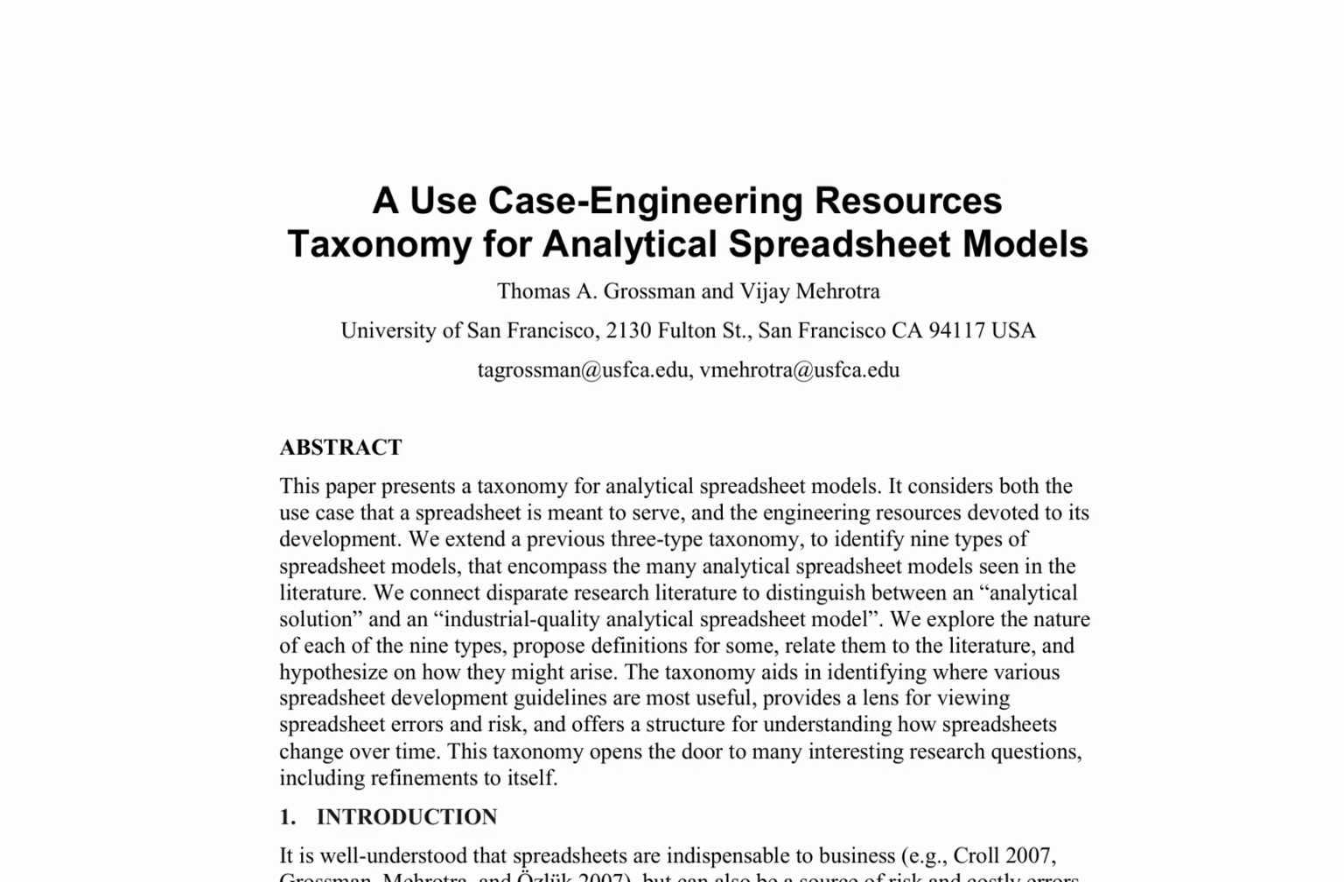Thomas A. Grossman and Vijay Mehrotra introduce a comprehensive taxonomy for analytical spreadsheet models, incorporating both use case and engineering resources devoted to development. This taxonomy expands upon a previous three-type classification, identifying 9 distinct types of spreadsheet models that encompass various analytical spreadsheet models found in the literature.